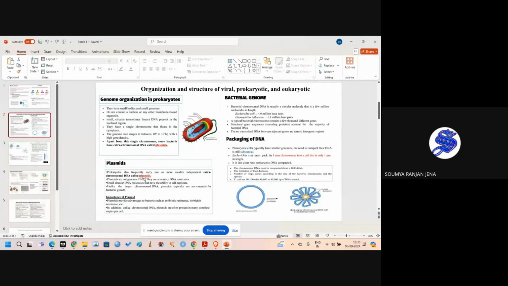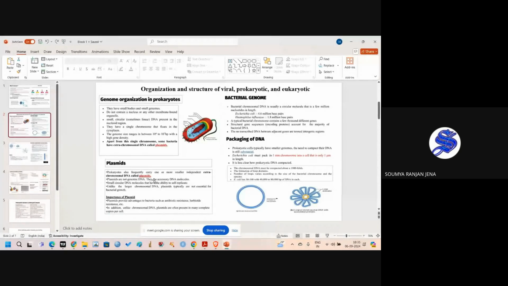Plasmids are not genomic DNA. They are extra chromosomal DNA outside the chromosomes, and they are accessory DNA molecules and small circular DNA molecules that have the ability to self-replicate. These plasmid DNA have the ability of self-replication, meaning doubling of one plasmid to two plasmids, increasing the copy number. Replication means increasing the copy number.